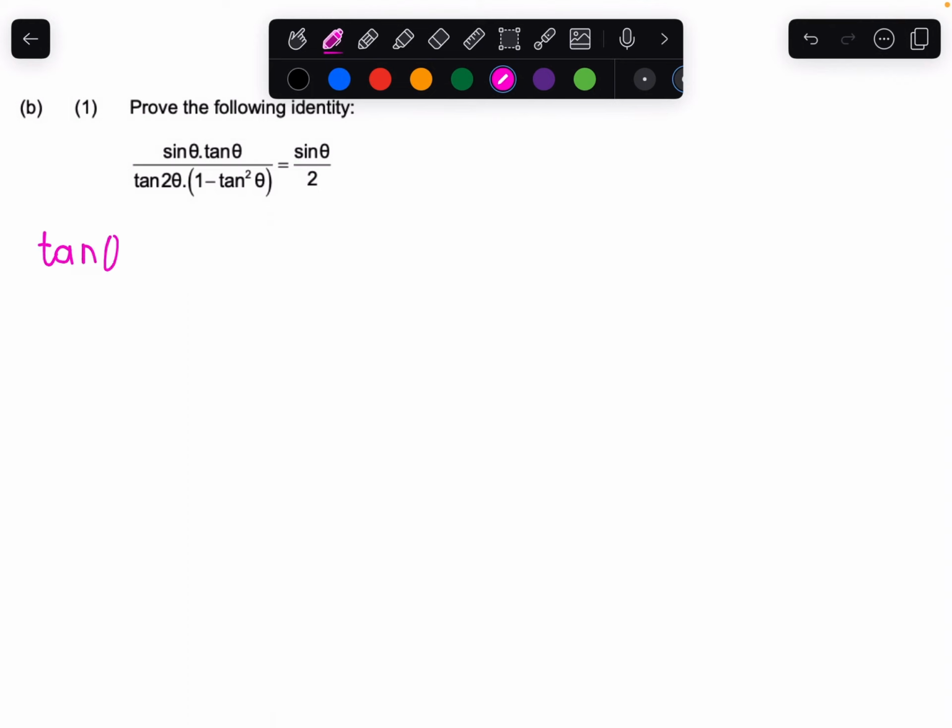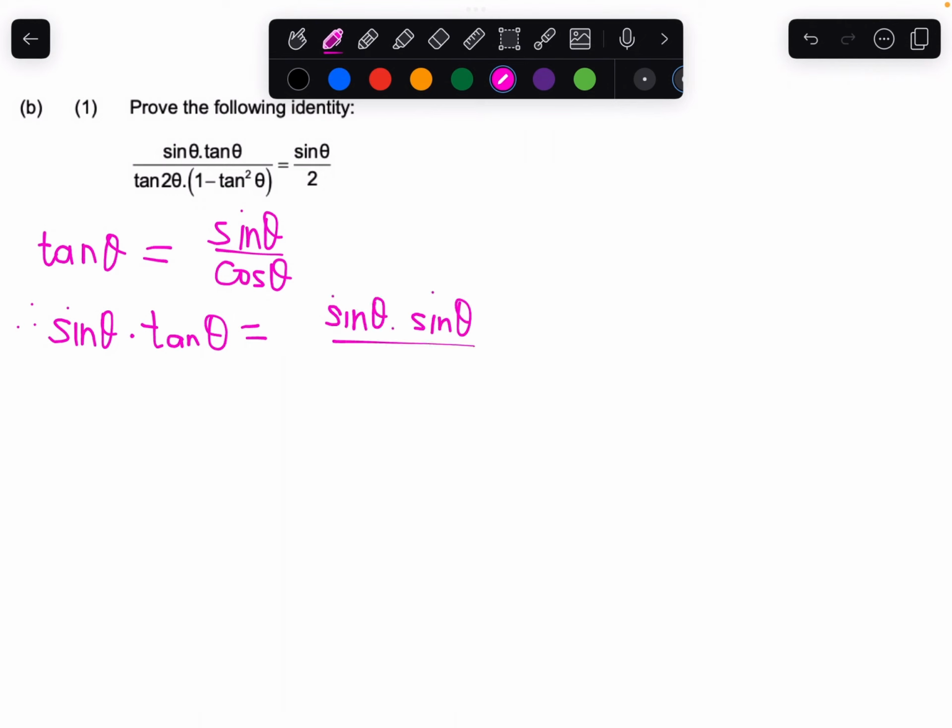So tan theta is the same as sine theta over cos theta. Therefore sine theta times tan theta will be equal to sine theta times sine theta over cos theta, so that will be sine squared theta over cos theta. I want to keep as many references to sine as possible because of this guy, so I'm just going to leave it at that for now.